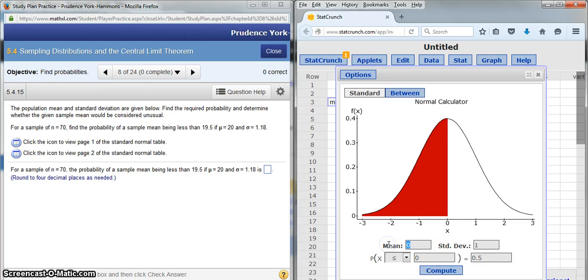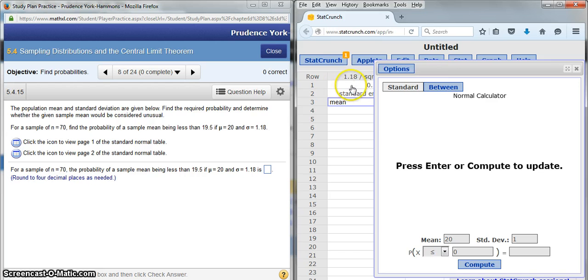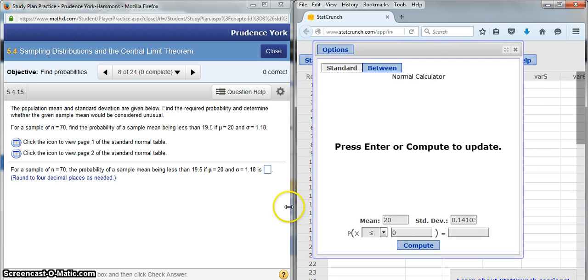So my mean for the sampling distribution is the same as my mean for the population, 20, and my standard deviation, I don't want to have to type that in, so I'm just going to go back up here and do a Control-C, go to my standard deviation, Control-V, and now I've got the standard deviation that I calculated, or the standard error of the mean. I want to know the probability of a sample mean being less than 19.5. So I'm going to enter 19.5, and then compute.